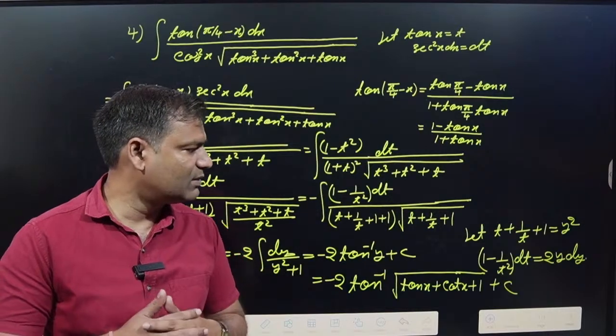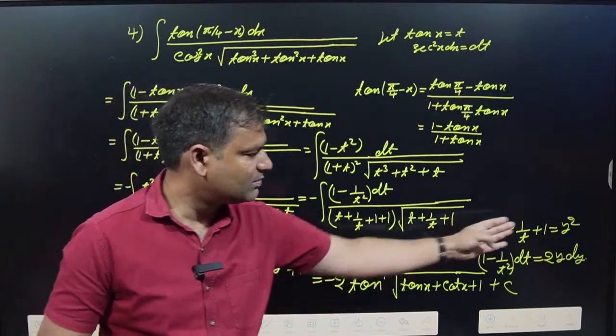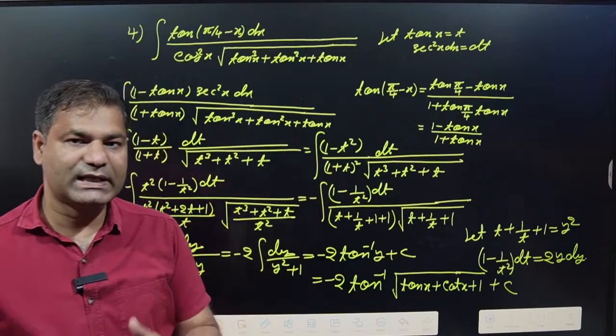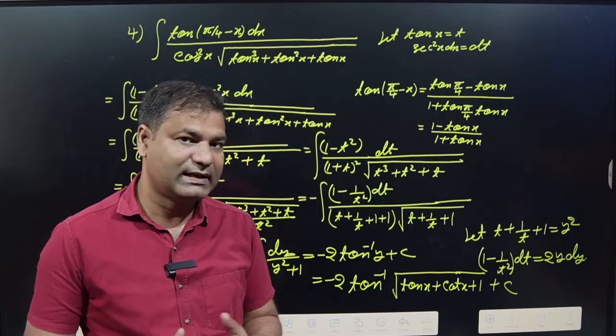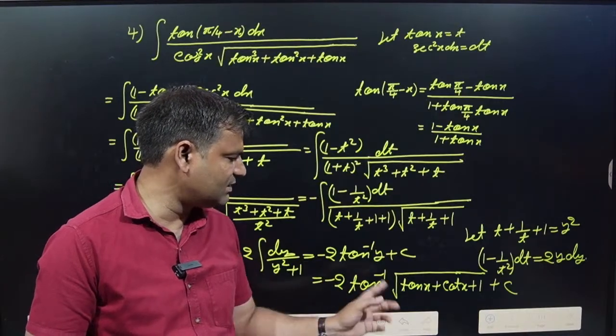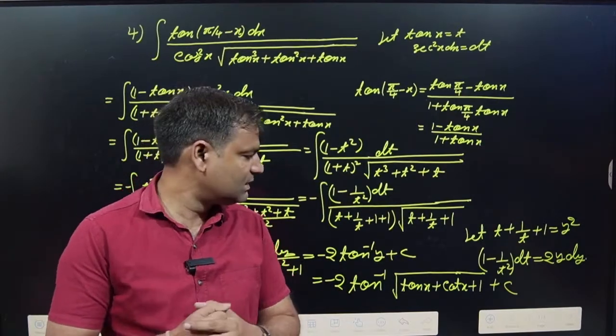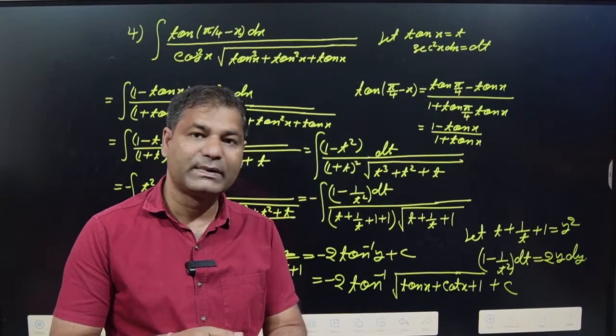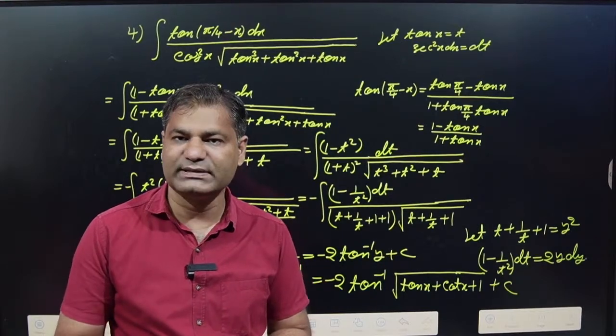Y is basically under root of this, t is basically tan x, and 1 upon tan x is cot x plus 1. So minus 2 into tan inverse under root of tan x plus cot x plus 1, and also a new constant c.